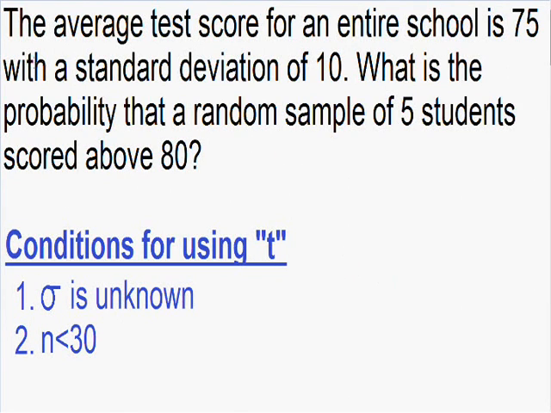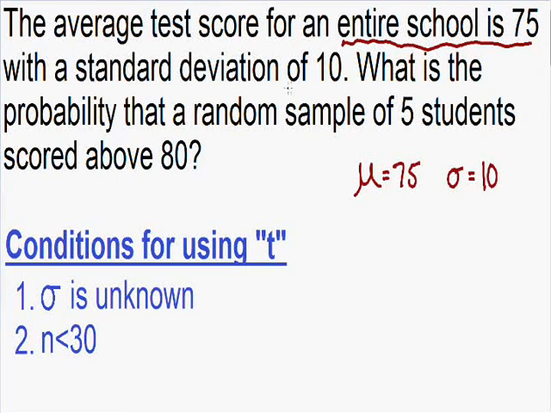This first example says that the average test score for an entire school is equal to 75. So the average for the entire population of the school, or the population average, is equal to 75. And the population average is always written with the Greek letter mu. It also says the average test score of the school is 75 with a standard deviation of 10. So the standard deviation for the entire school, or the entire population, is equal to 10. And the population standard deviation is always written with the Greek letter sigma, and that is equal to 10.